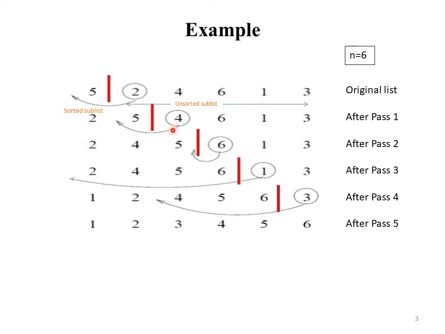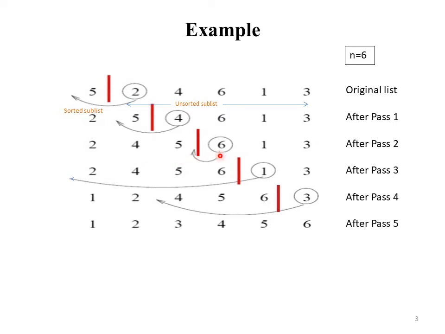So here from the unsorted sublist we pick the first position element, that is 4. So we compare 4 with 5 and 2. So 4 is less than 5. So we place 4 in between 2 and 5. Now after pass 2, 2, 4, 5 is in the sorted sublist and the remaining elements are in the unsorted sublist.